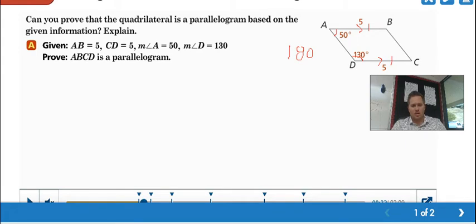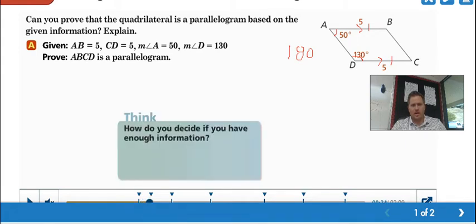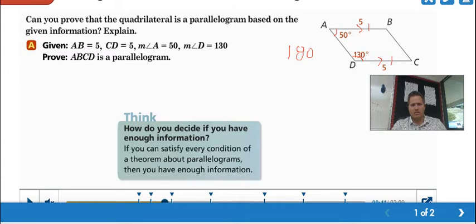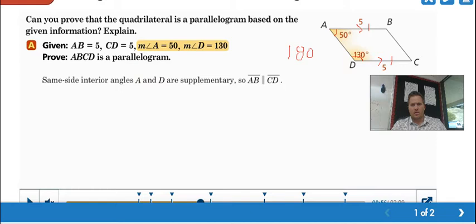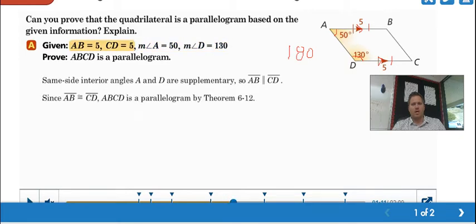Okay. So I'm just going to show you really quick what we're going to write down. We're going to write this down right here. Same side interior angles, A and D are supplementary, so AB and CD are parallel. So those are parallel right there, which we wrote. And we say since AB is congruent to CD, then ABCD is a parallelogram.